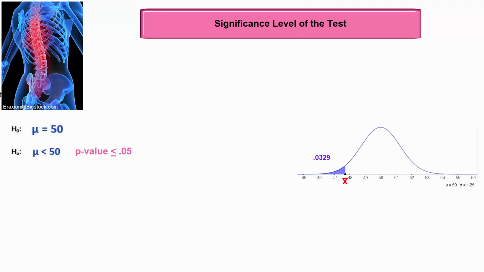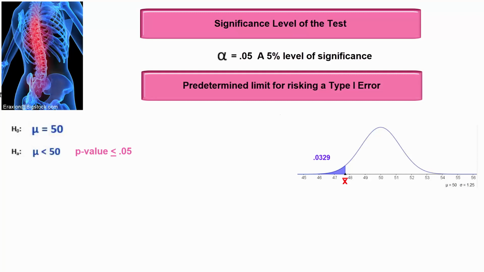Before we ever run the test, we should establish the alpha level of the test. This is the significance level. It is our predetermined limit we can accept with regard to making a type 1 error. 0.05 is the typical significance level. When we have only a 0.0329 chance of making a type 1 error, we accept the risk of being wrong and reject the null.